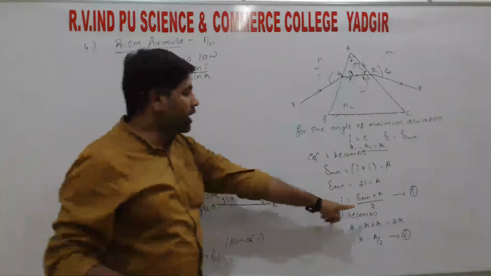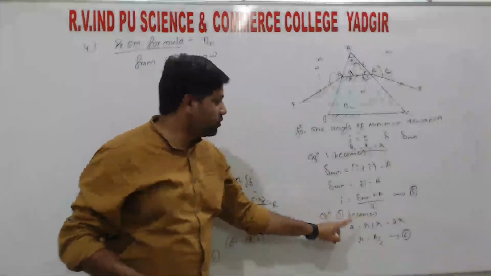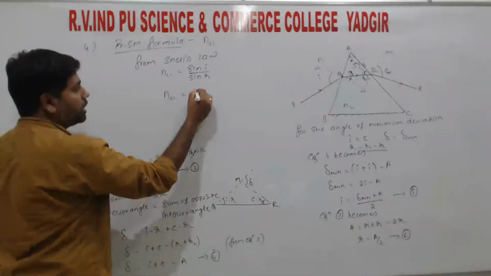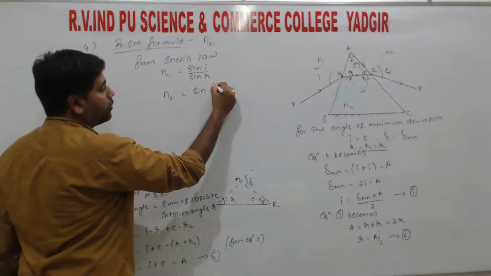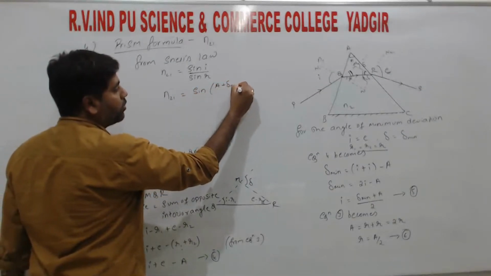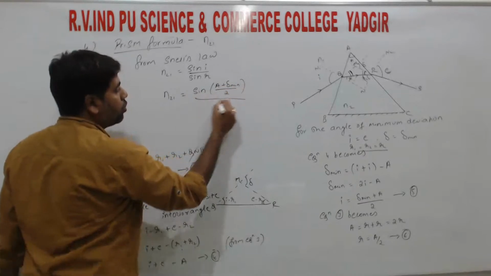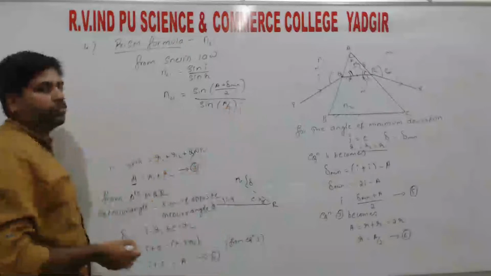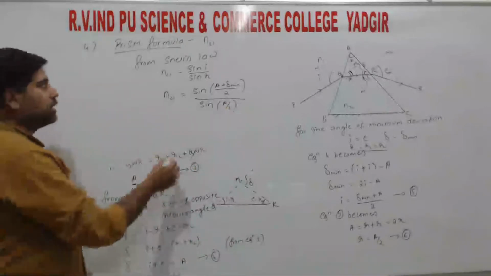So from equations 5 and 6 we have the values of i and r. So substituting here, N21 is equal to sine of (A plus delta minimum) by 2, whole divided by sine of A by 2. So this is the final expression.